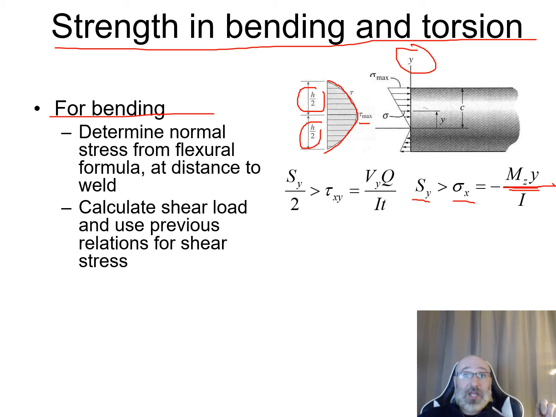From that, we can see now that we have our yield strength Sy over 2 greater than that tau sub yx right there, which in this case is our Vy times our Q over It, which again is our previous relationship for shear stress that we have seen earlier within this course.